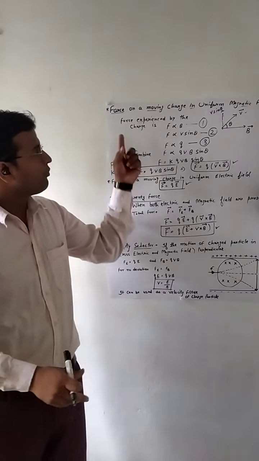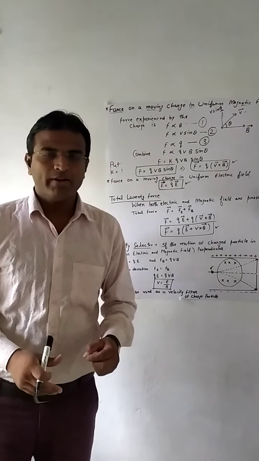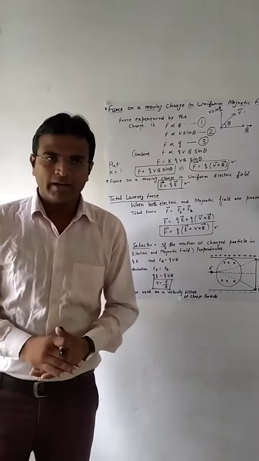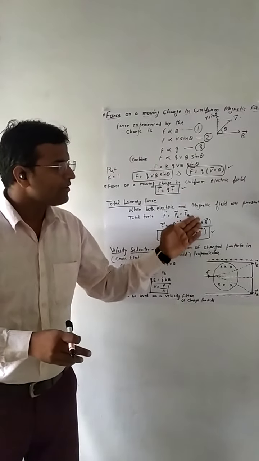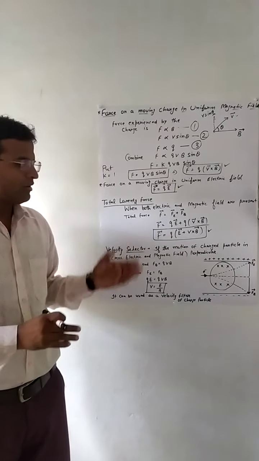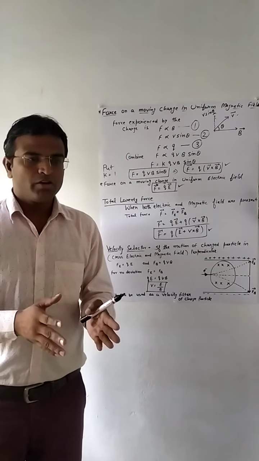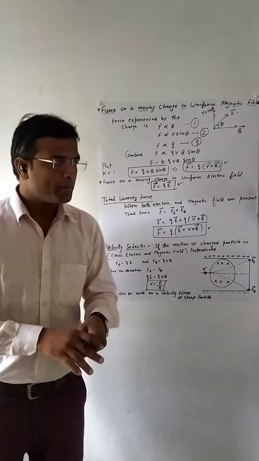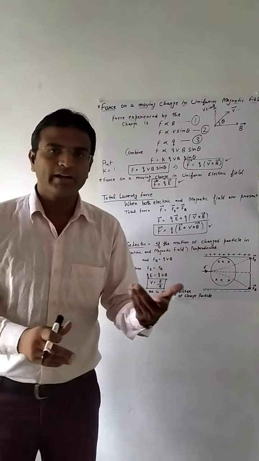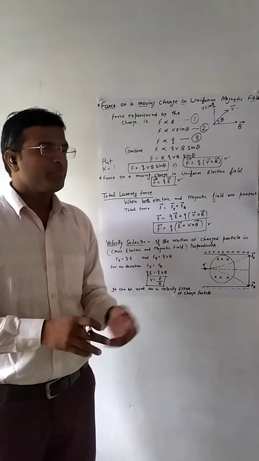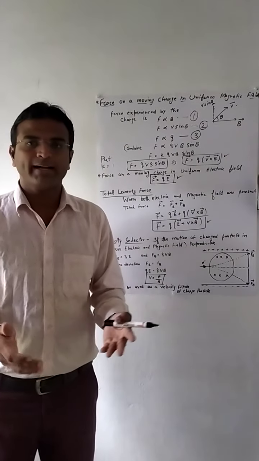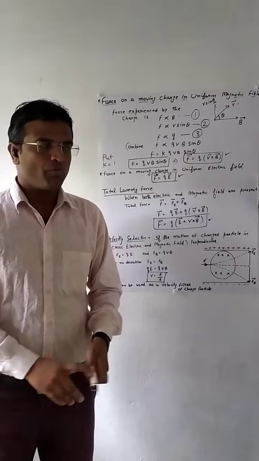If both electric and magnetic field are present, when a charged particle moves in the presence of magnetic field as well as electric field, what happens?